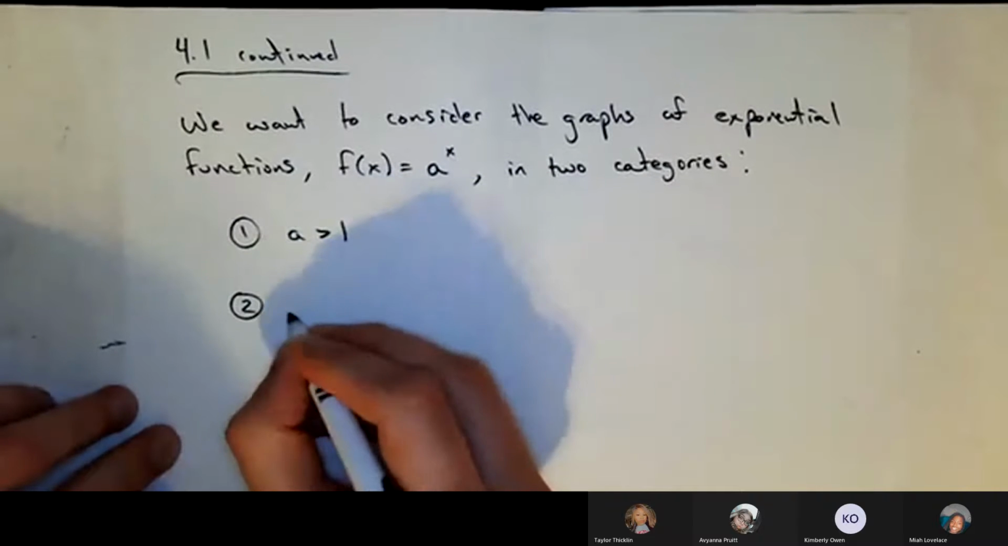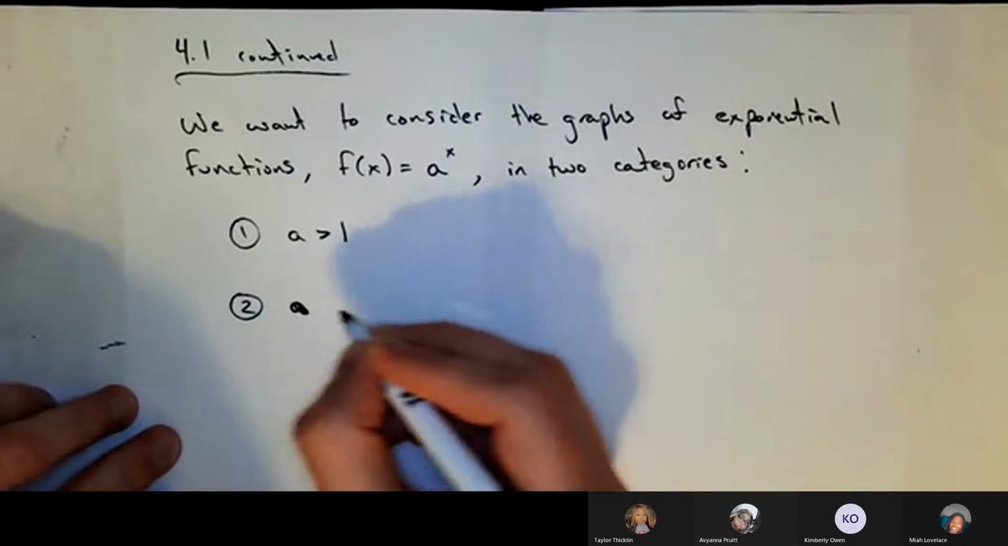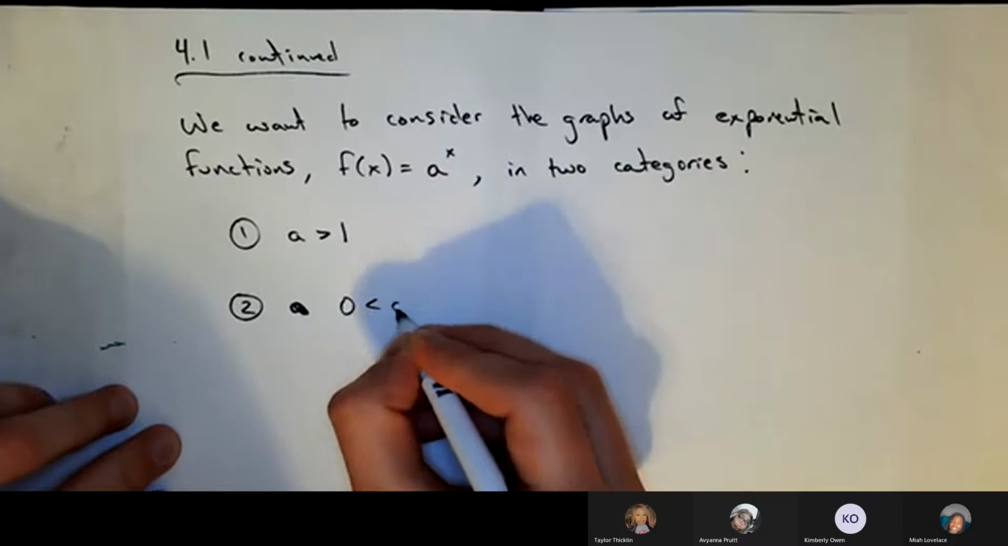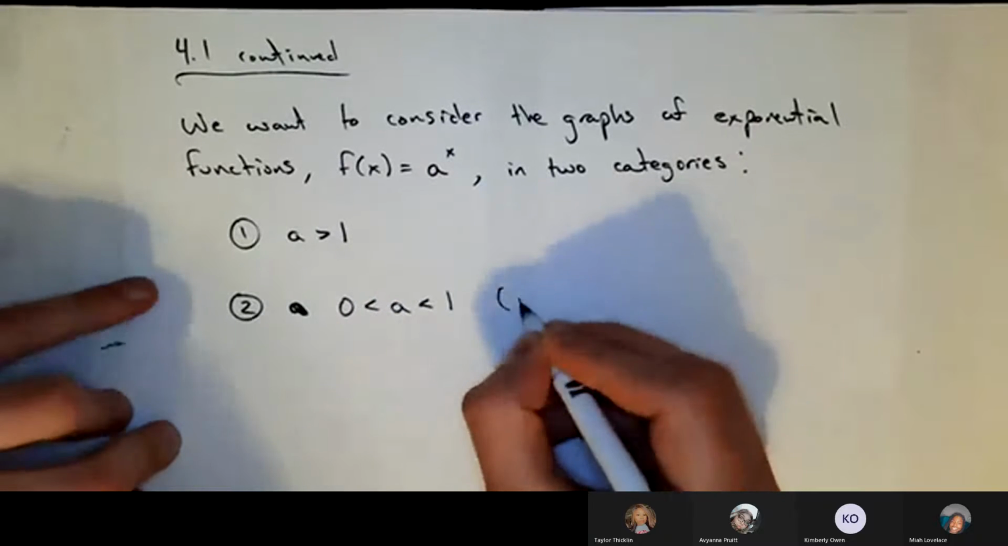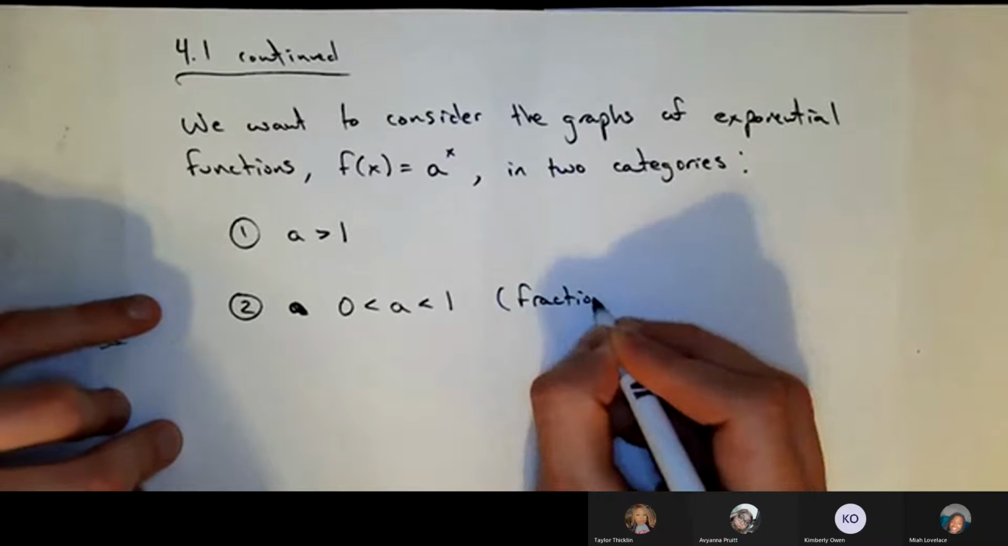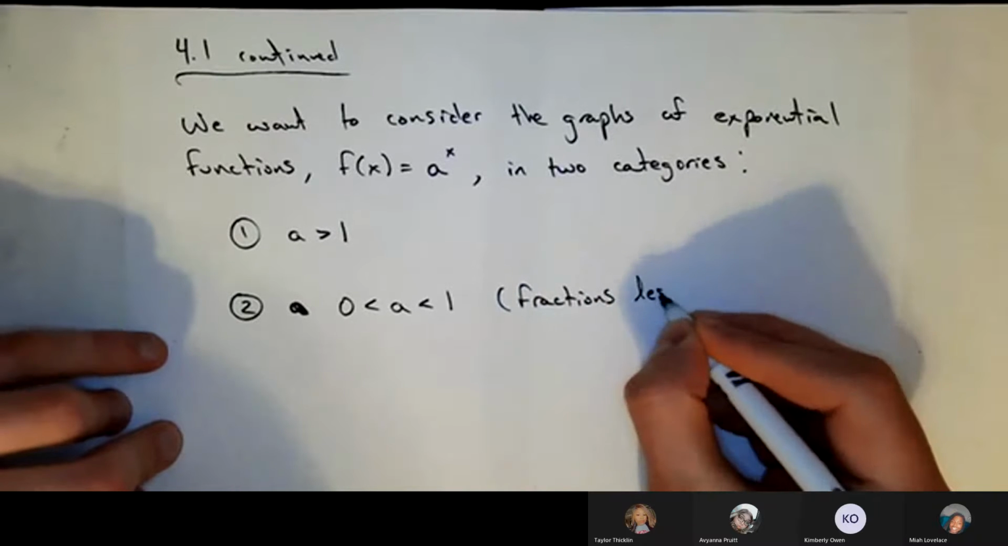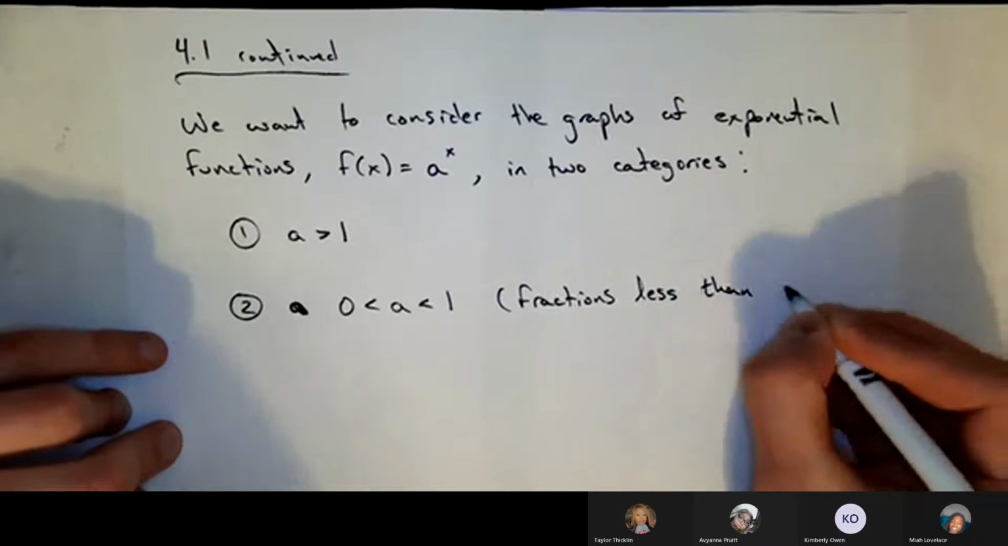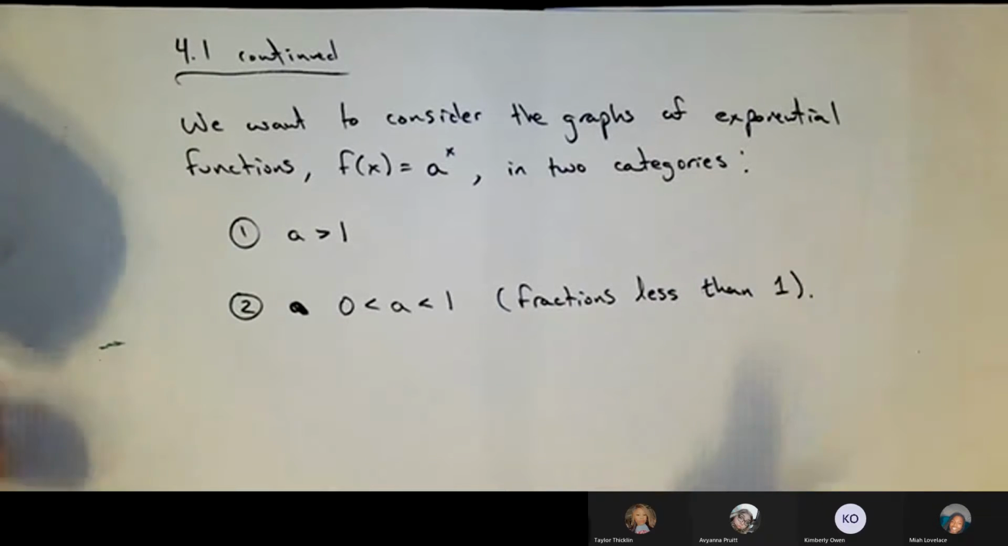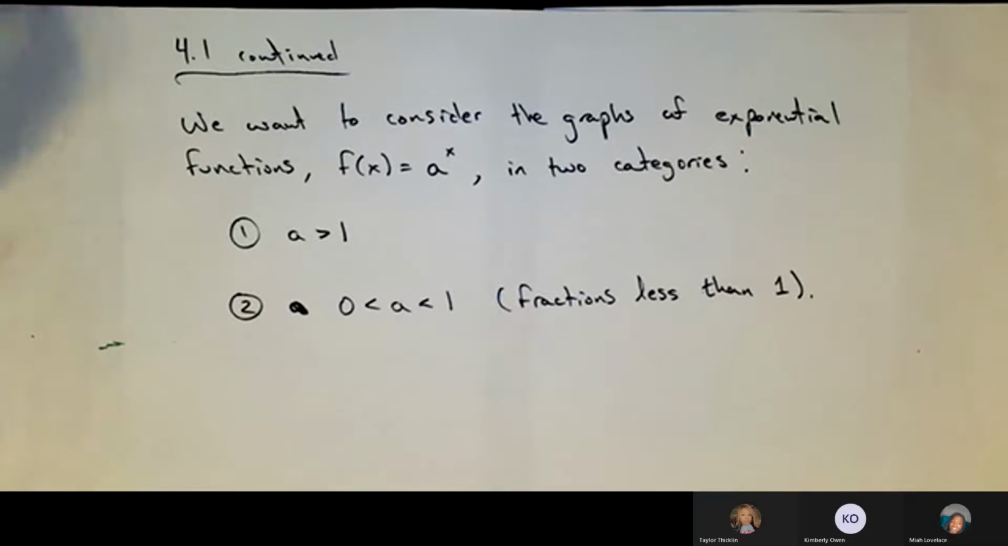And then we're going to consider the case where a is between 0 and 1, like fractions. Specifically, fractions less than 1. Fractions can be greater than 1, right? So let me say fractions less than 1, like 1/2, 1/3, 2/3, 1/4, etc. So we're going to consider them in these two categories.